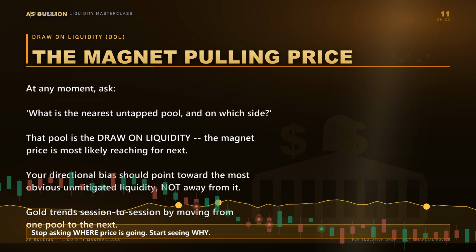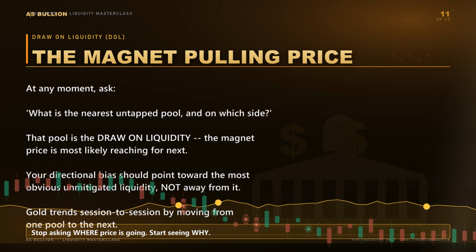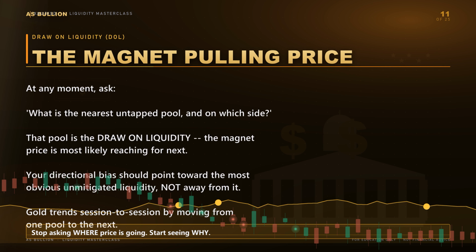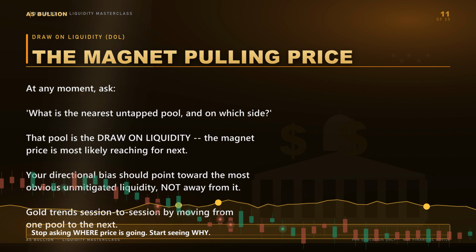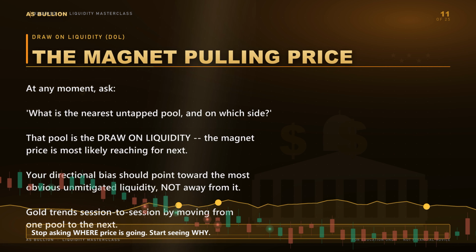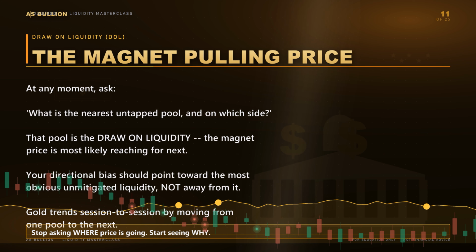The Judas swing is the session deception. Named for the betrayal, it is an early session move in the wrong direction designed to grab liquidity before the true move. In gold, it typically appears at the London or New York Open. Price fakes one way, sweeping the Asian high or low, trapping traders, then reverses into the genuine daily direction.